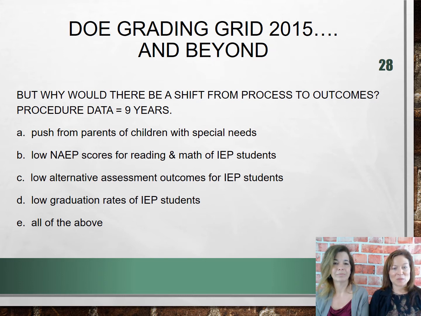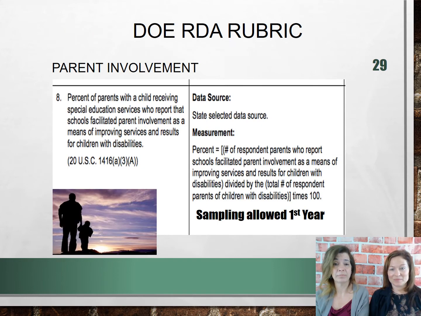Let's think about this. Was it push from parents? You know, that's been the past pattern that we talked about. Which I'm sure there has been. We know just with the legal issues that have come up over the last 5 years, there's been more push from parents for better outcomes. Or was it the low NAEP scores for reading and math for IEP students, low alternative assessment outcomes for IEP students, and low graduation rates of IEP students? Or do you think it was all of the above? I think those are all problems. And you are correct. It was all of the above.